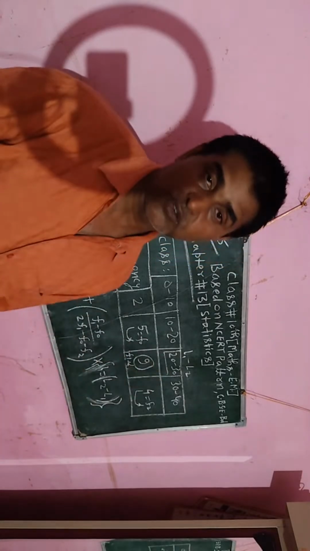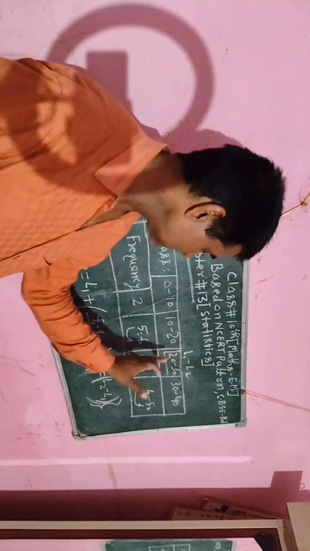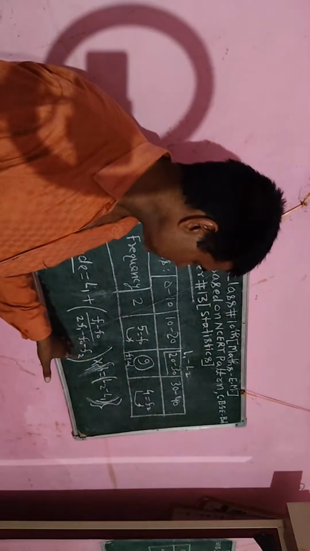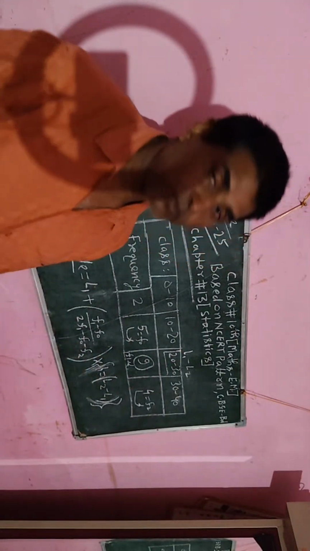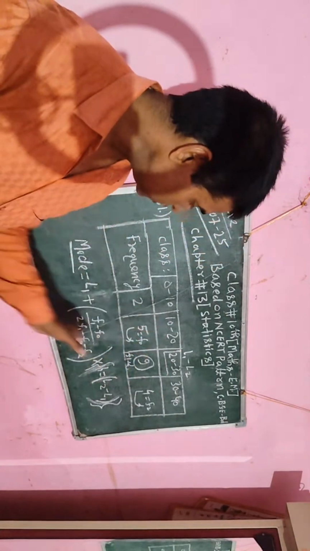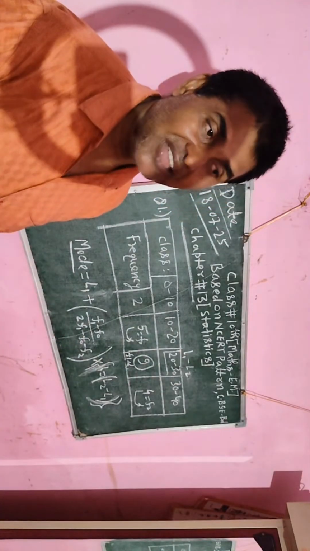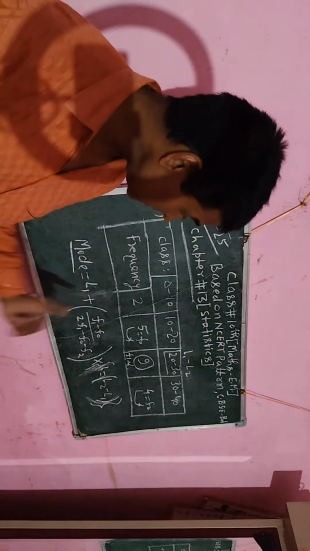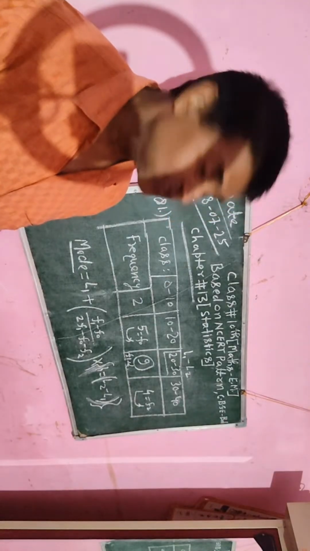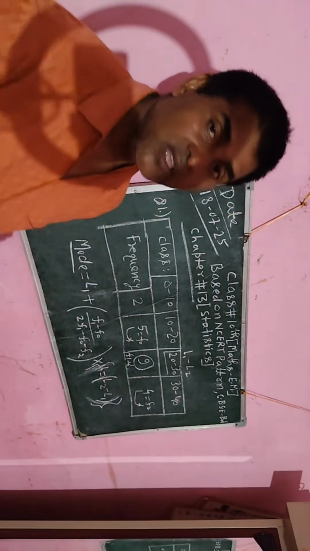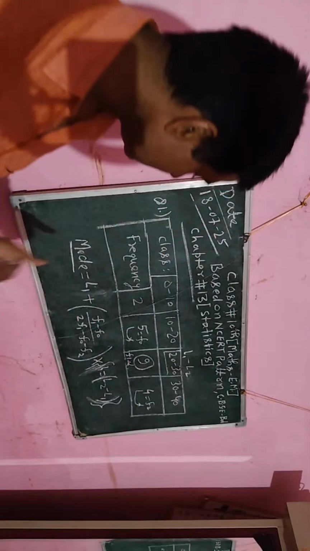So I will take all these values and substitute them in this formula, and after substituting all these values in this formula, I will get its answer. That answer will be the required value of the mod.